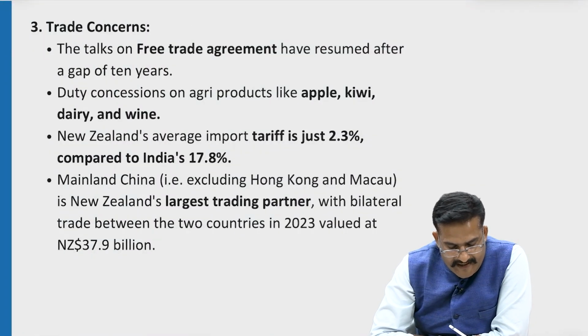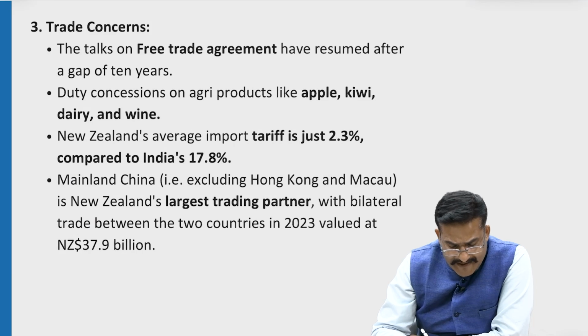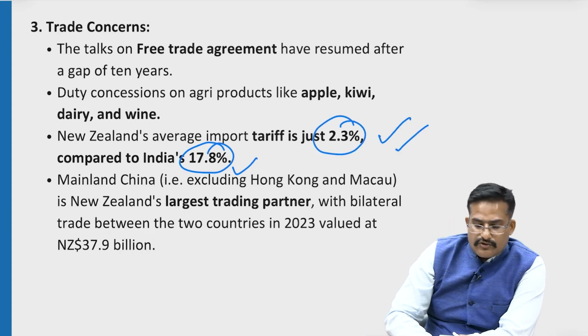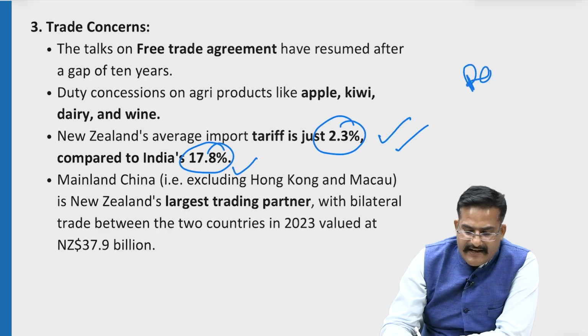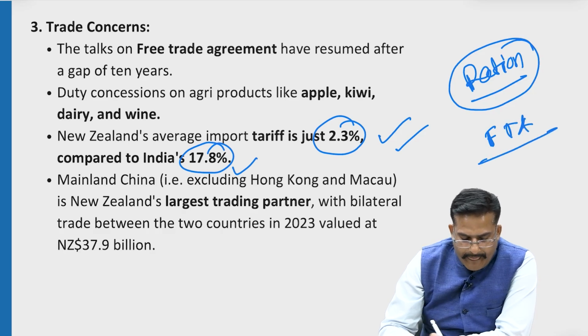Also, there are a few trade concerns. For example, we heavily tariff New Zealand to the tune of 17%. However, New Zealand is imposing only a 2.3% tariff on us. So, we need to rationalize the tariff and we need to work on the free trade agreement, right?